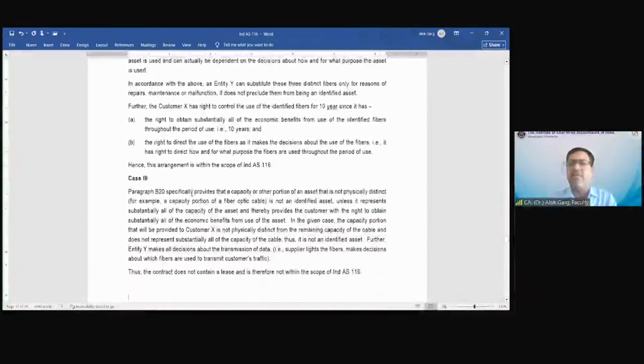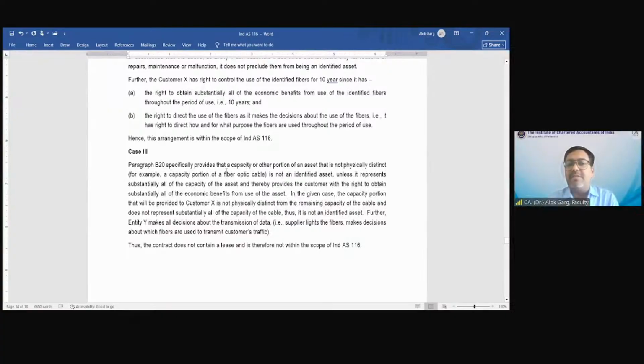Even in this case, if you read the answer also, let me read the answer and then I'll conclude it. Para number B20 specifically provides that a capacity or other portion of an asset which is not physically distinct, for example a capacity portion of an optic fiber cable, is not an identified asset unless it represents substantially all of the capacity of the asset and thereby provides the customer with the right to obtain substantially all of the economic benefit from the use of the asset. In the given case, the capacity portion that will be provided to customer X is not physically distinct from the remaining capacity of the cable and does not represent substantially all of the capacity of the cable, and hence it is not an identified asset, right?